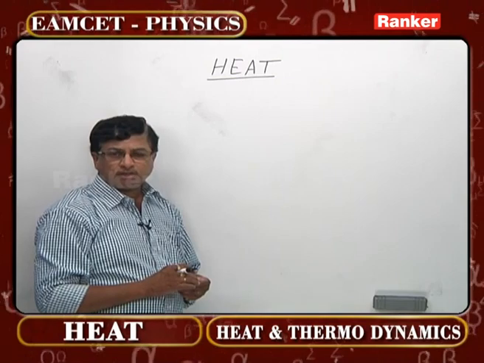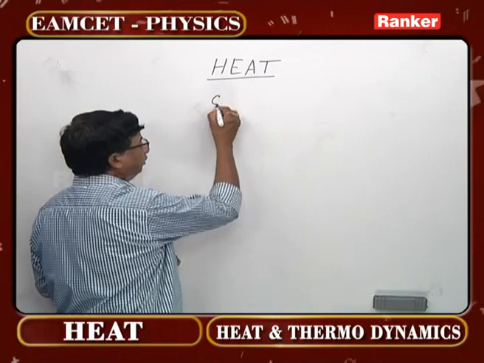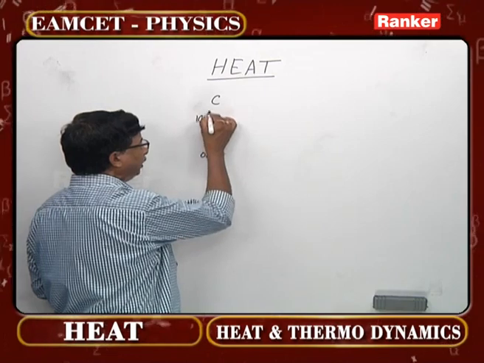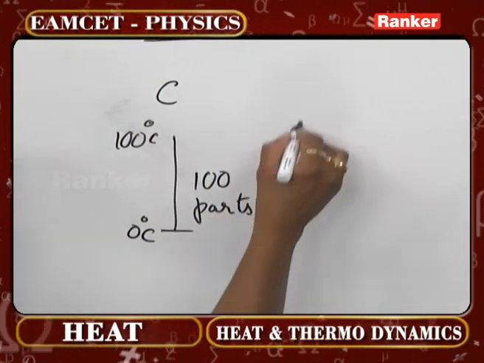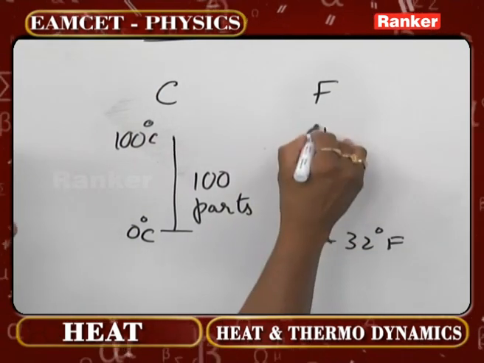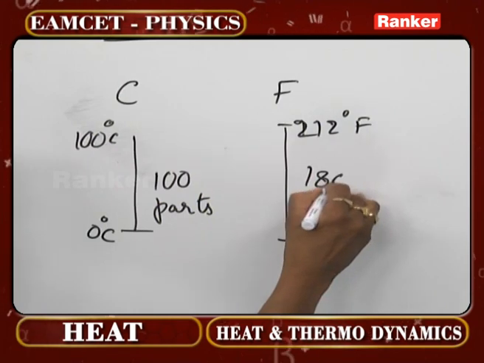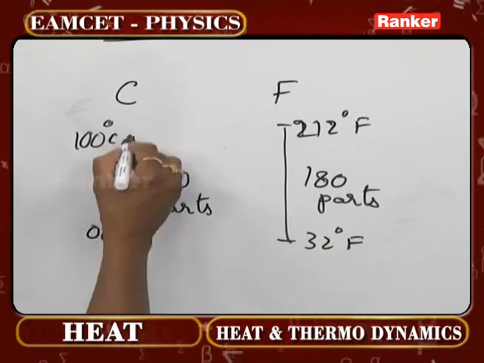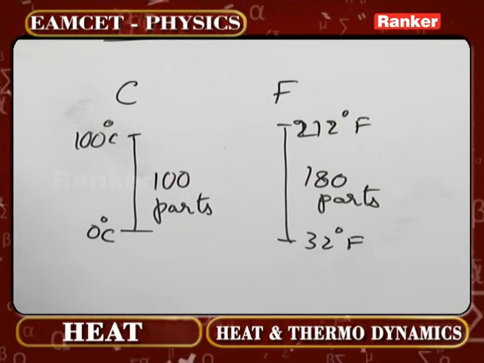When you recollect the concept of liquid thermometers, the Celsius thermometer is between 0 and 100 degrees centigrade, exactly 100 parts. The Fahrenheit thermometer is between 32 degrees Fahrenheit and 212 degrees Fahrenheit, exactly 180 parts in between. So the first theoretical point to remember here is that Fahrenheit is more accurate than Celsius.